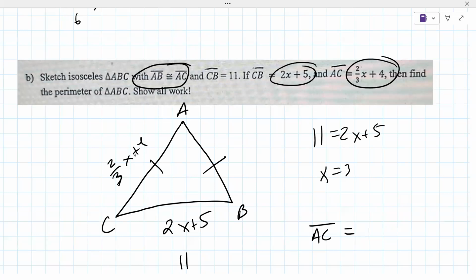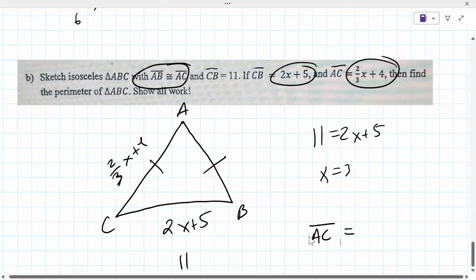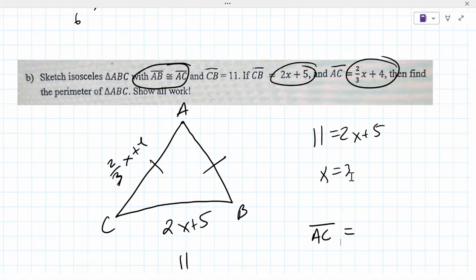What do I put on the left-hand side of the equal? Oh, just AC. Yeah, what's the equation for AC? AC equals 2 over 3x plus 4. And do you know x? Yeah, plug that in. Go ahead and solve for AC, please. AC equals 6. So yeah, 2/3 times 3/1 plus 4 is 6.